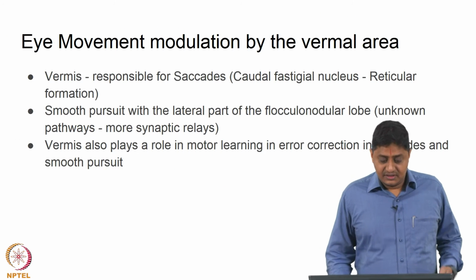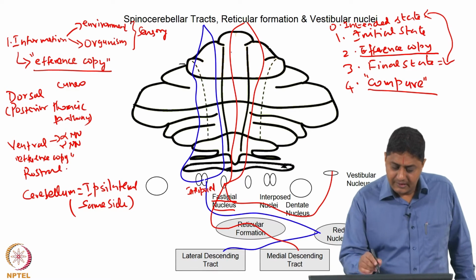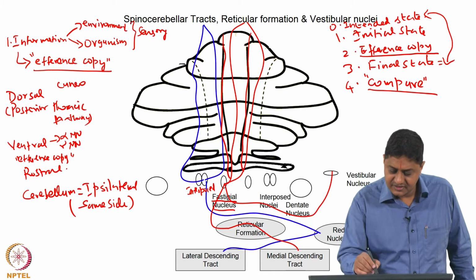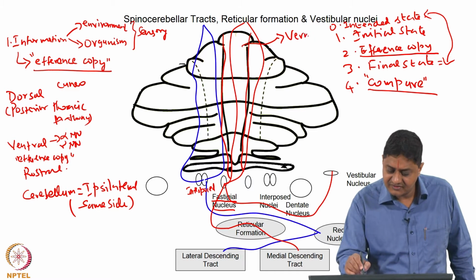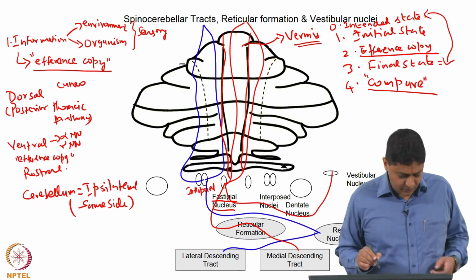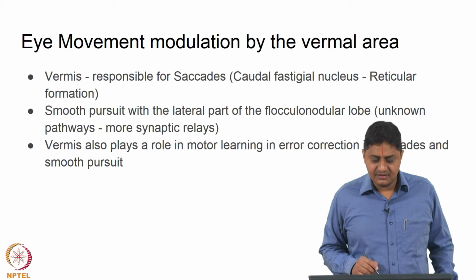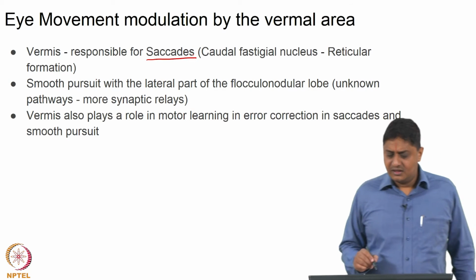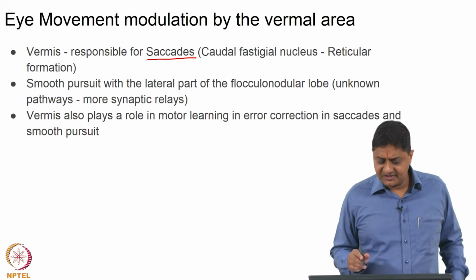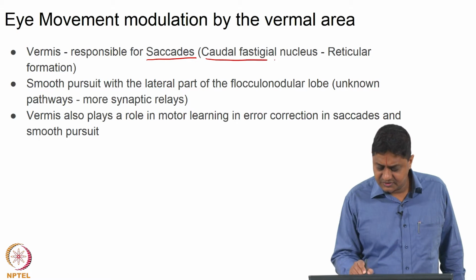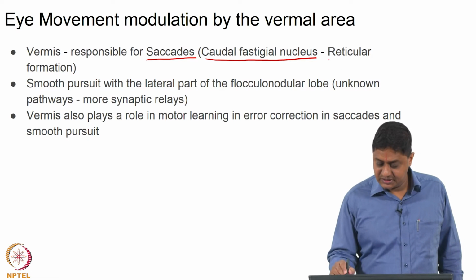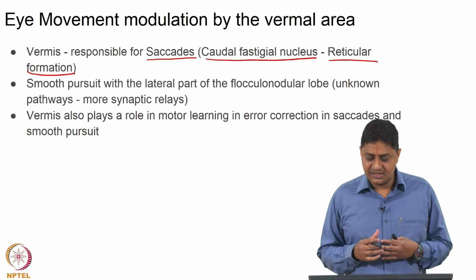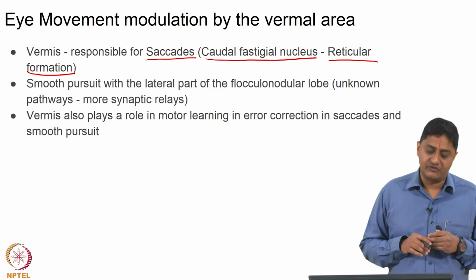Also, it is known that the more medial region of the cerebellum is called the vermis. We saw that early on. It is believed that the vermis is responsible for control of saccades. Some information about the pathways involved is also known. It is believed that this is through the caudal fastigial nucleus and the reticular formation, or the saccade generator circuit that is located within the reticular formation, right.